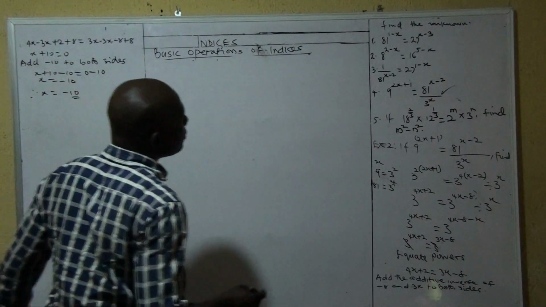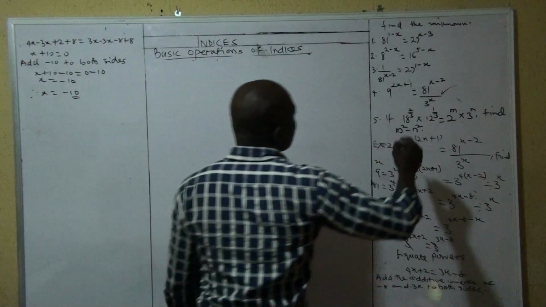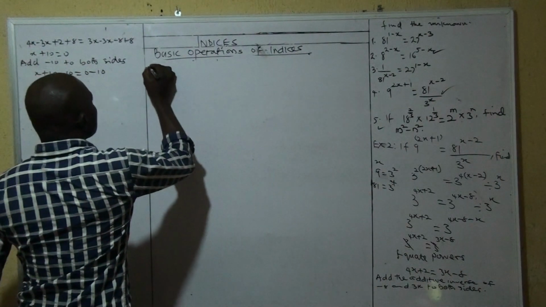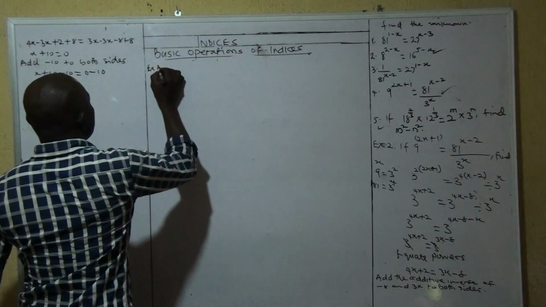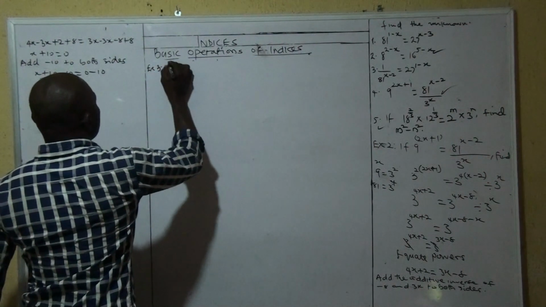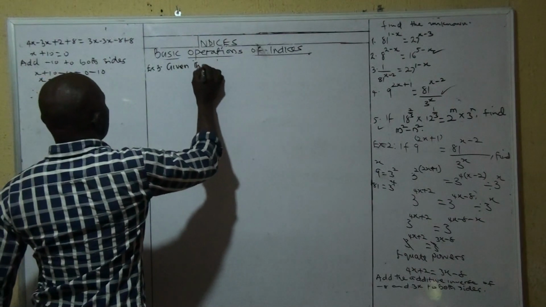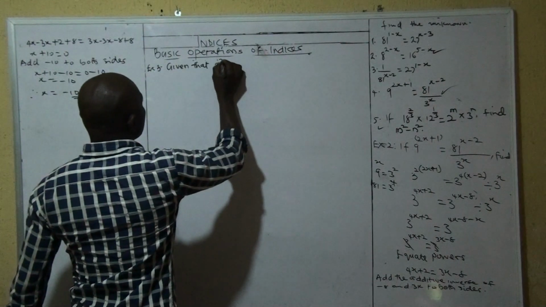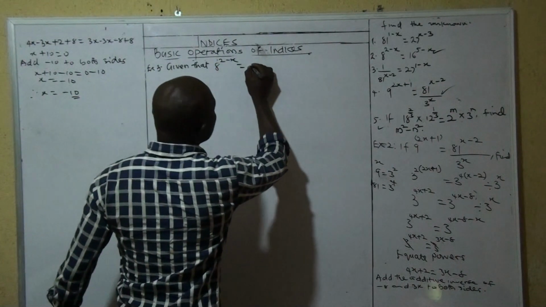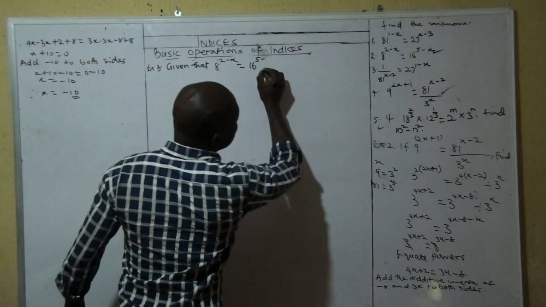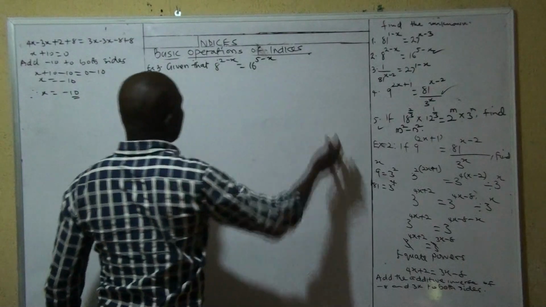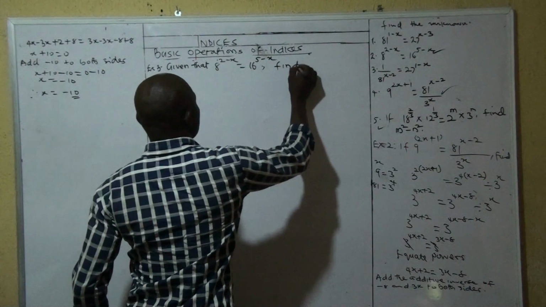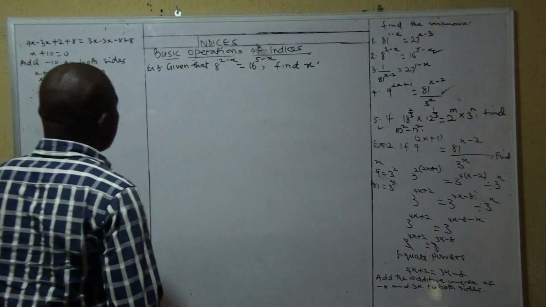So let's look at this. Okay, example 3. 8 raised to the power 2 minus x is equal to 16 raised to the power 5 minus x. They are equal. So we should find x. That is the unknown.